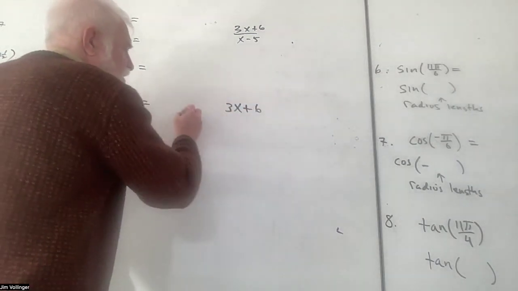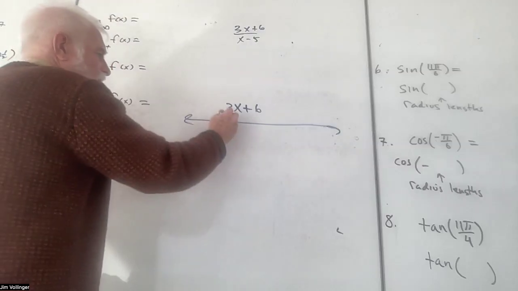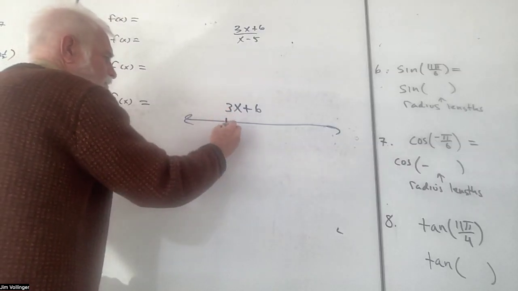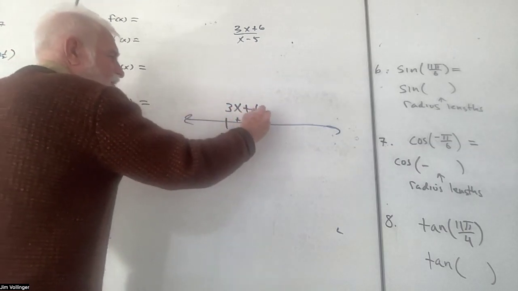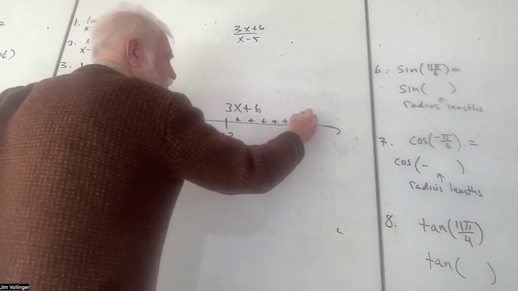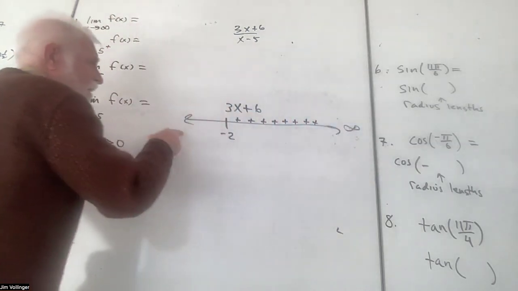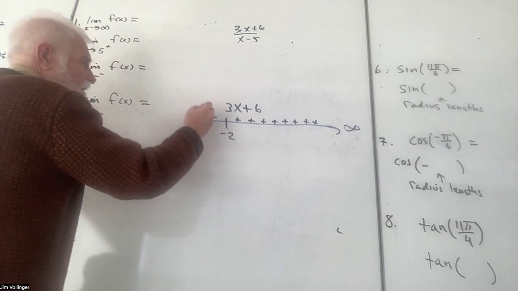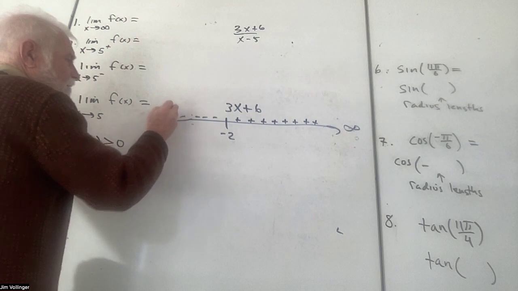So let's break this thing up into 2 parts, 3x plus 6. Let's do the sign chart. What's the critical number for 3x plus 6? It appears to be -2. What happens if I got numbers bigger than -2? Positives, all the way to positive infinity. How about the other side of things? Negatives, all the way to negative infinity.